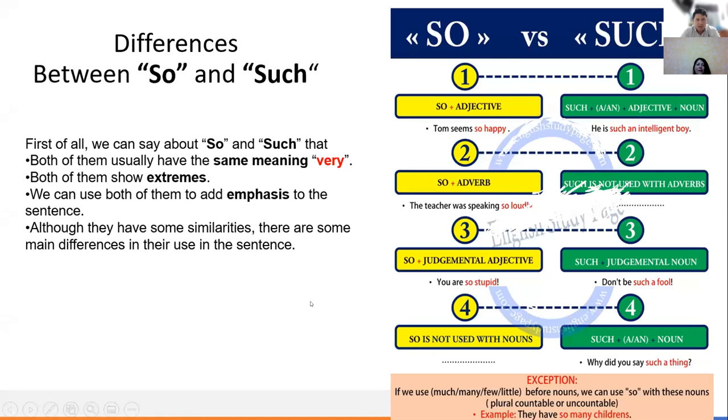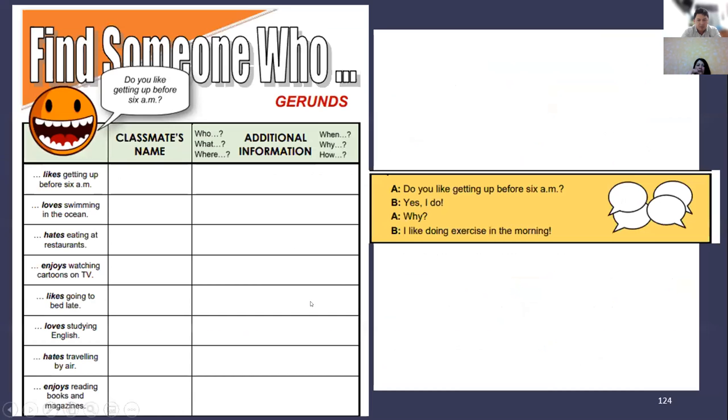Yes. So what I have prepared for you is this short exercise, as you can see here. For example, if I tell you, hey, Miss Carmen, could you find someone who likes getting up early? You can tell me, I don't know, maybe nobody likes getting up early. Or the other one, find someone who loves swimming in the ocean. You can say me, or my daughter. She loves swimming in the ocean. So these are examples of verbs followed by ing.